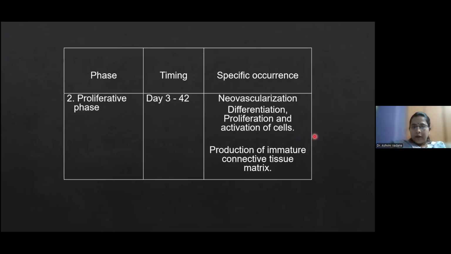Then second is the proliferative phase, which occurs from day 3 to day 42. In this, there is neovascularization, that is the formation of new blood vessels. Then differentiation, proliferation and activation of cells, and then production of immature connective tissue matrix. It occurs from day 3 to 42, that is almost till 1.5 months.